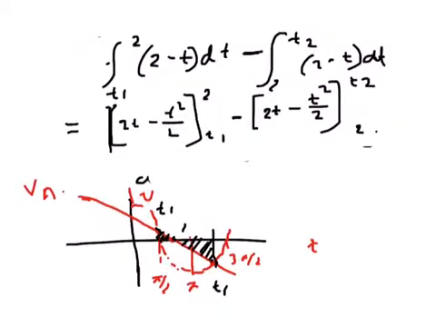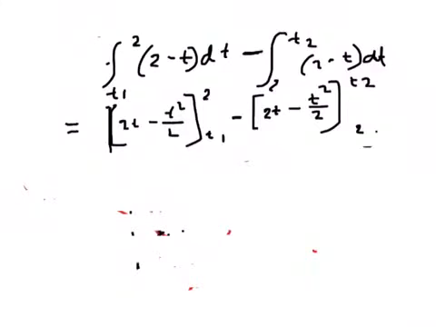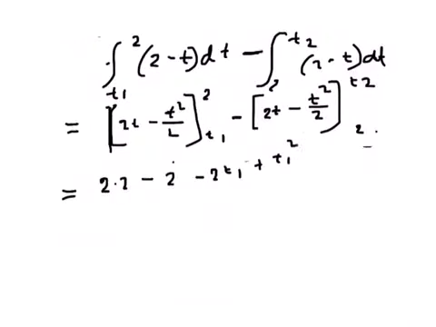We don't need this diagram anymore, so I will just erase this part. We will need some space here again. So this one becomes 2 into 2 here, minus 4 over 2, that is 2, and then minus 2t1 plus t1 square by 2. This is for this one.